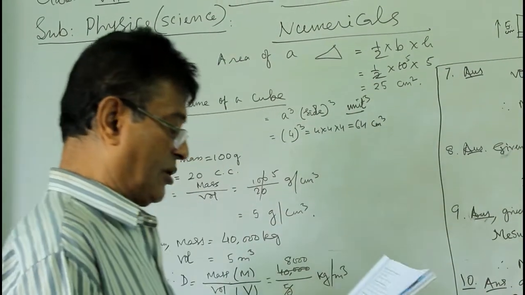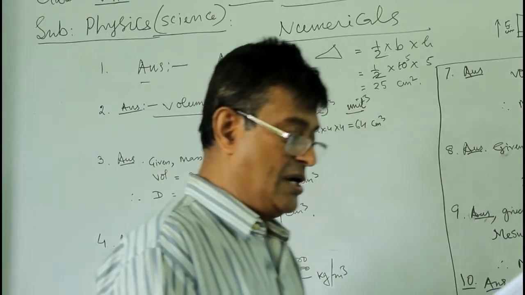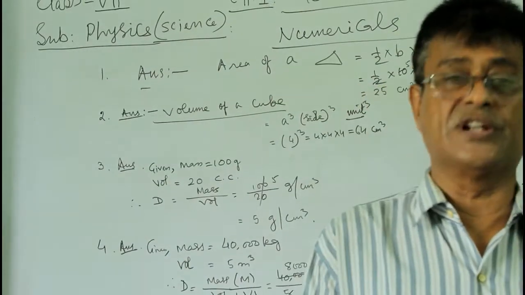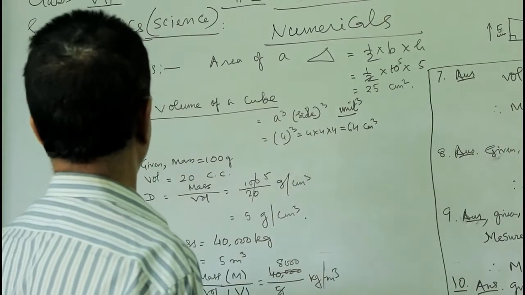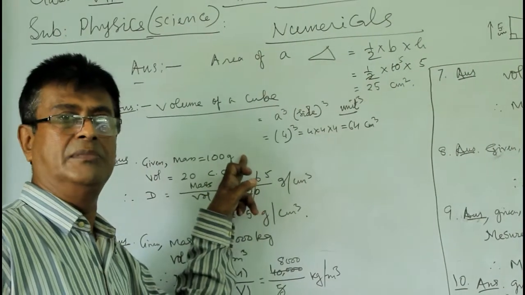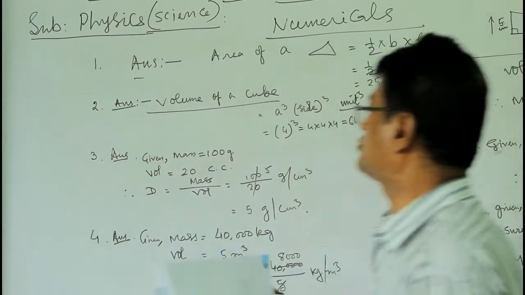The third question. An object has a mass of 100 gram and a volume of 20 cubic centimeter. What is the density? You know density equals mass per unit volume. There you see, the given mass is 100 gram and the volume is 20 cc.